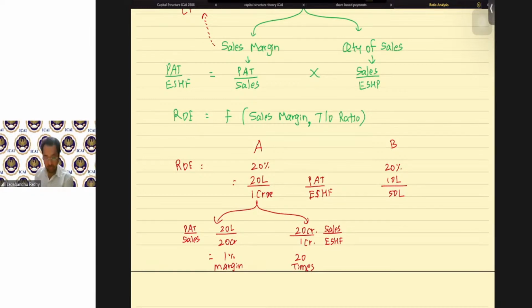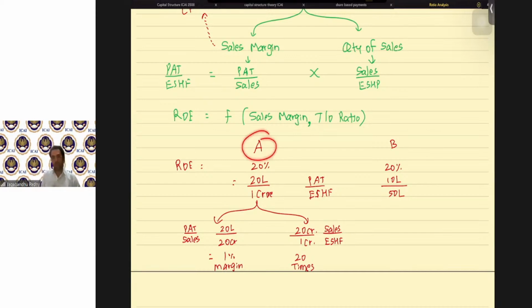It means the company is actually working at a very thin margin of 1%, and this 1% margin is being earned 20 times in a year, and that actually translates to a return on equity of 20%.